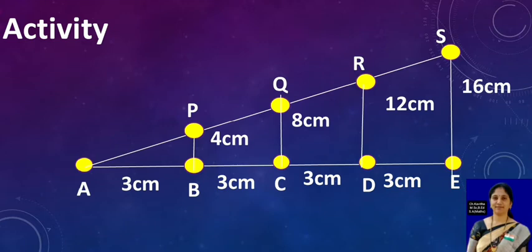Now join the points A, P, Q, R, S. Then you will get a straight line like this. If you observe, here we are getting right angle triangles. One is ABP and another one is ACQ. Next ADR and AES. All these have right angles. At B we have a right angle, at C we have a right angle, at D, at E. And in all these triangles angle A is common. One of the angles is common and another angles are right angles.